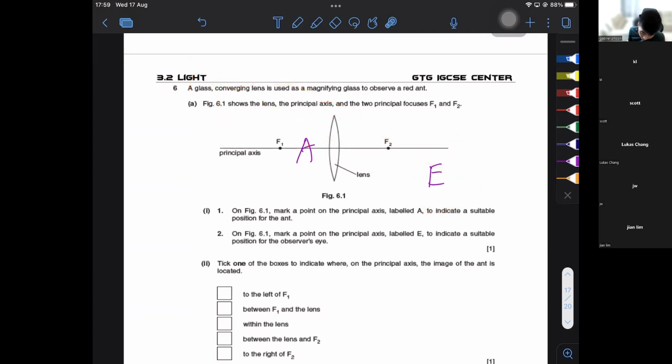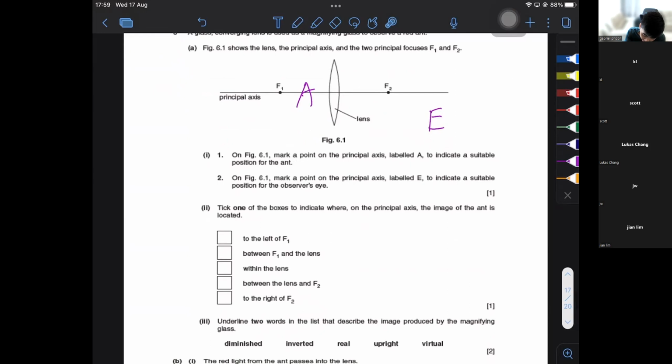All right. Then after that, the next part is to take one box to indicate where on the principal axis the image of the end is. The image is definitely going to be here. So it should be towards the left of F1. Okay, it should be towards the left of F1.